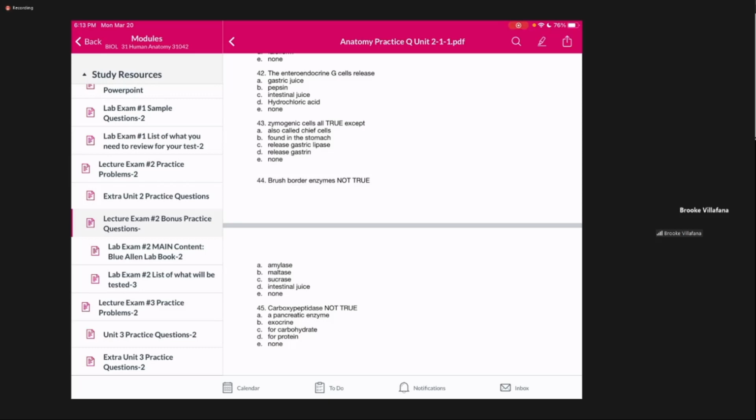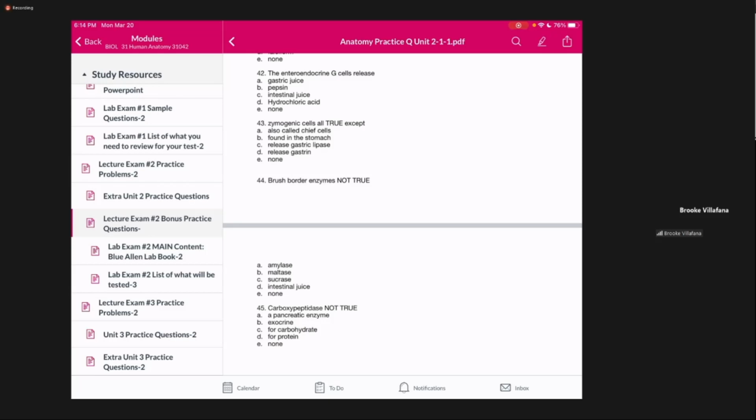Question 45, carboxypeptidase. Which of these is not true about carboxypeptidase? So carboxypeptidase, if you chose E, you would be right because all of those are true. So carboxypeptidase is a pancreatic enzyme. It is exocrine, which basically just means it's secreted. It is for carbohydrates and it is for protein digestion. So E, all would be the correct answer there.